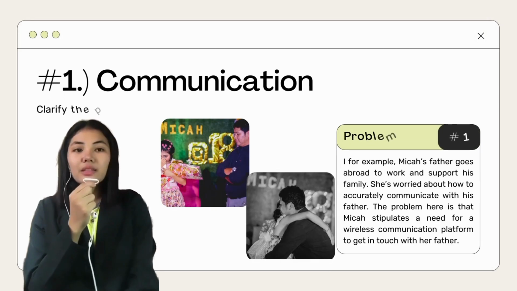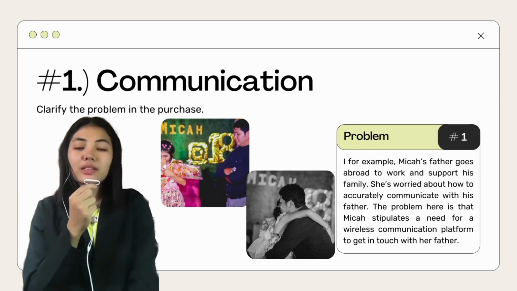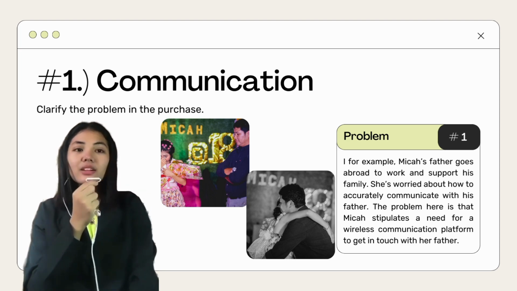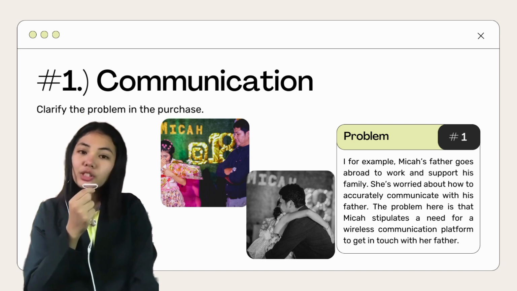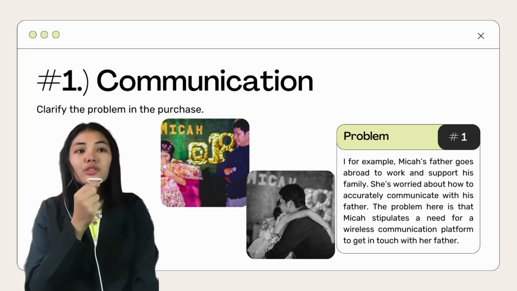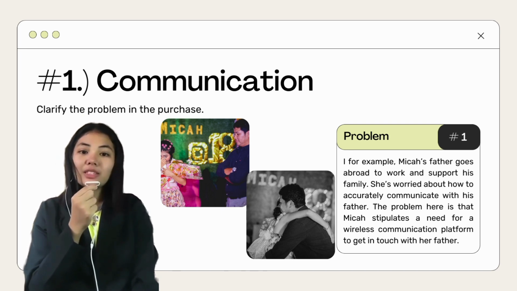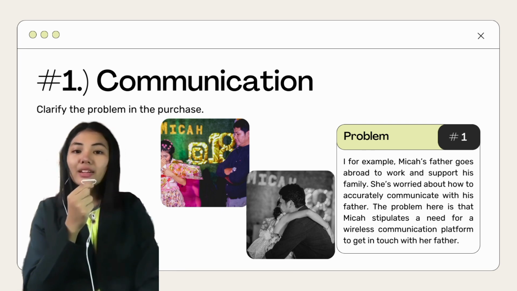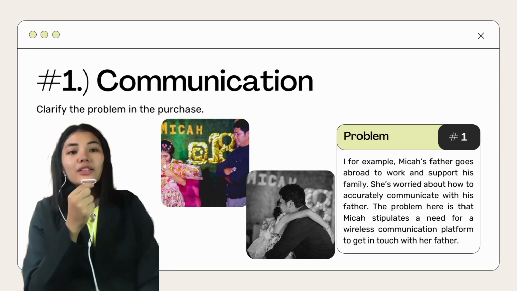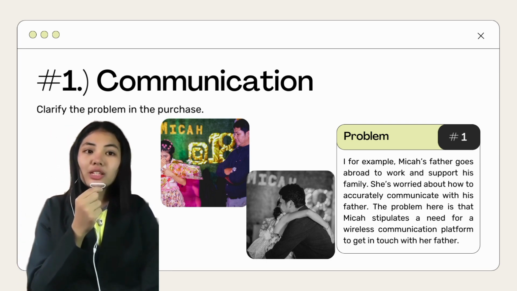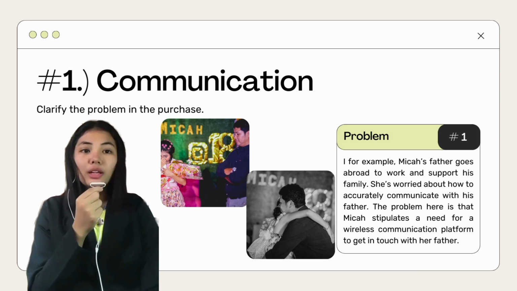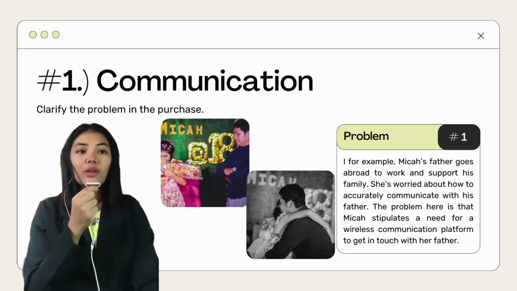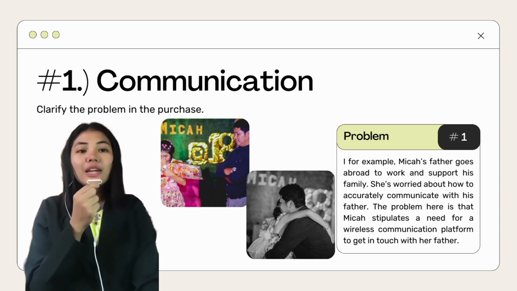One of the devices that people use the most frequently today is a mobile phone, so our first problem is communication. These days, cell phones are used by everybody, including children and adults. They truly are incredibly helpful and benefit us in a variety of ways. For example, Micah's father goes abroad to work and support his family. She's worried about how to accurately communicate with her father. The problem here is that Micah has a need for a wireless communication platform to get in touch with her father.